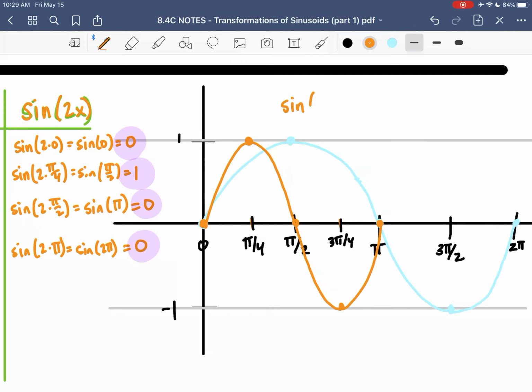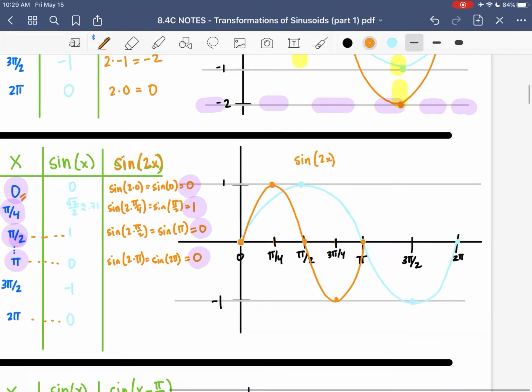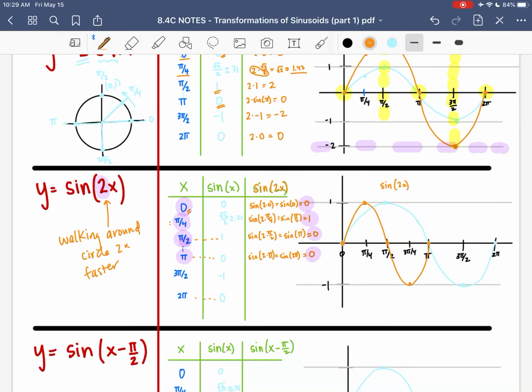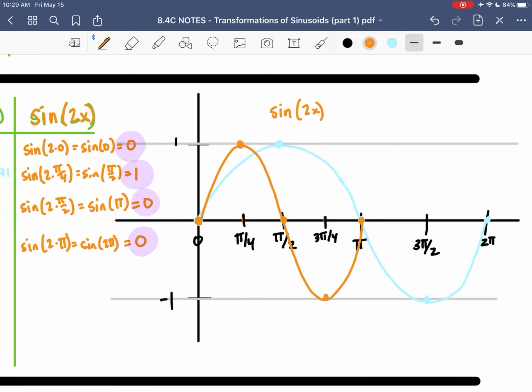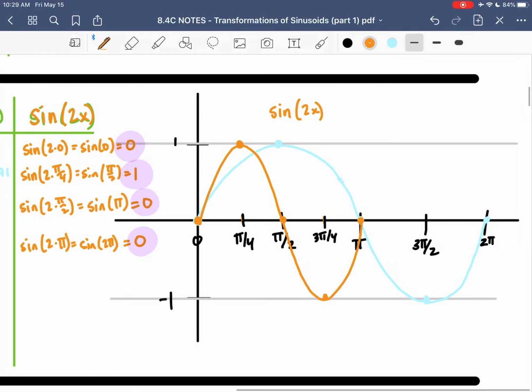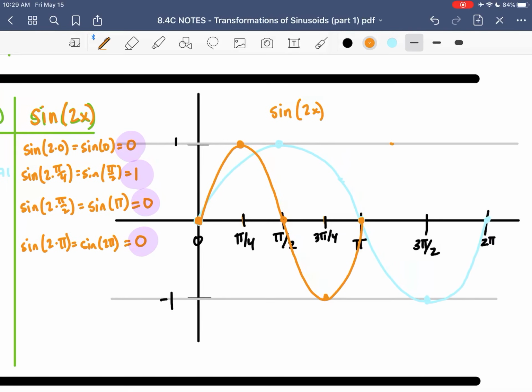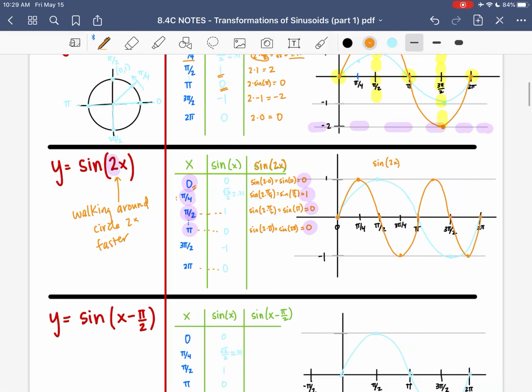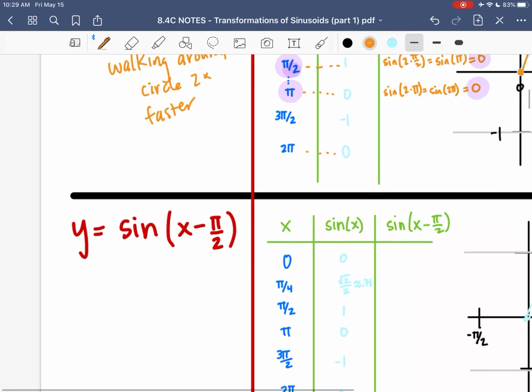So there's sine of 2x in orange. It goes around the circle at 2 times speed. Another way you could look at it: if it normally takes 2 pi and we're going twice as fast and only take pi, another way to look at it is in 2 pi, you could actually go around twice because you're going 2 times the speed. If you're going 2 times the speed for the same amount of time, you're going to go 2 times the distance, right? So you can complete 2 whole cycles in 2 pi instead of just 1.